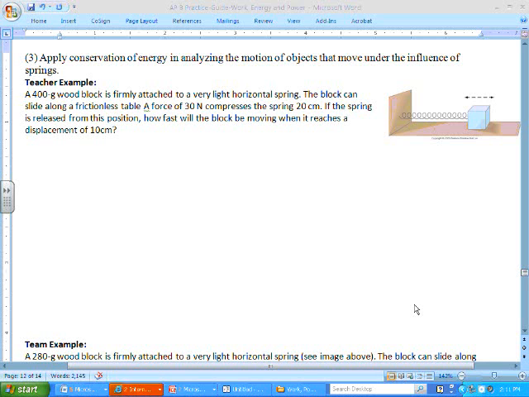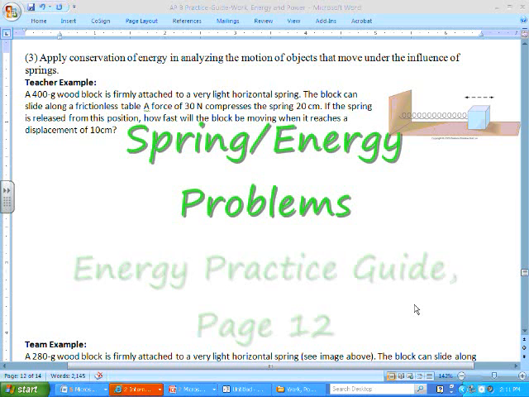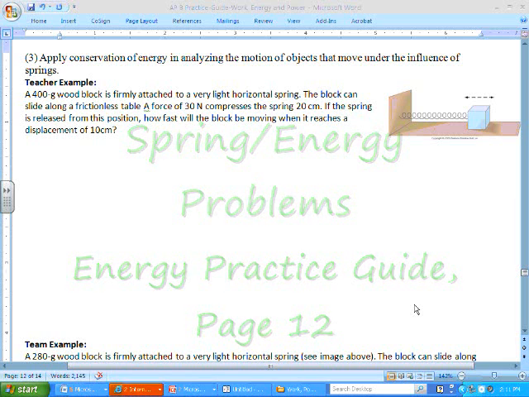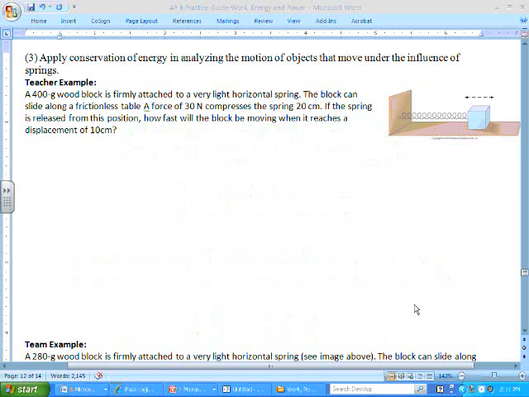The purpose of this video is to apply the law of conservation of energy to analyze the motion of objects under the influence of springs. Let's take a look at an example of a block attached to a wall, I suppose, that slides across a frictionless table. A force of 30 newtons is used to compress this spring 20 centimeters, and then it's released from that position, and we're asked how fast the block will be moving when it reaches a displacement of 10 centimeters.